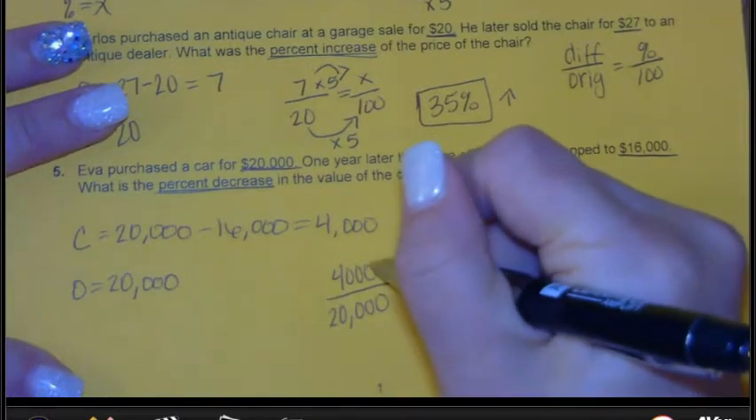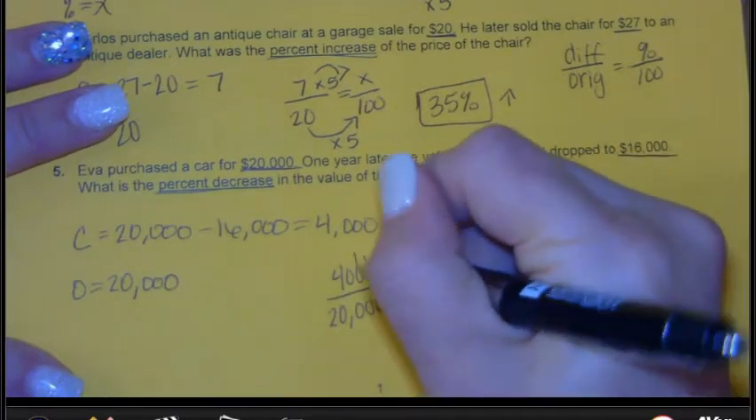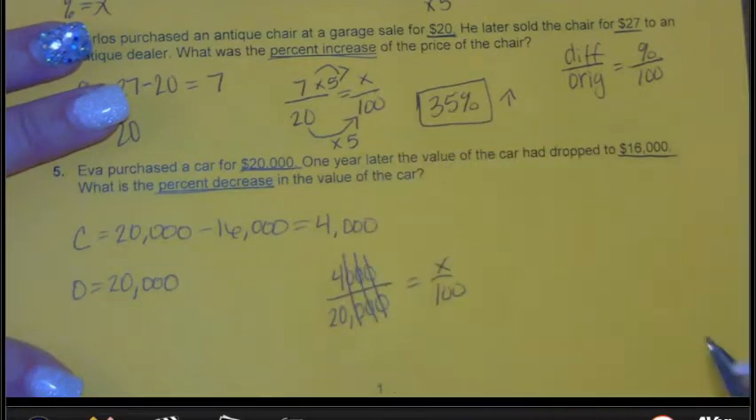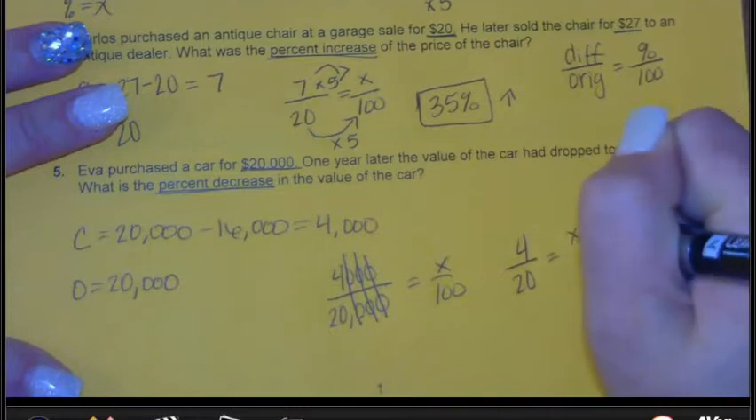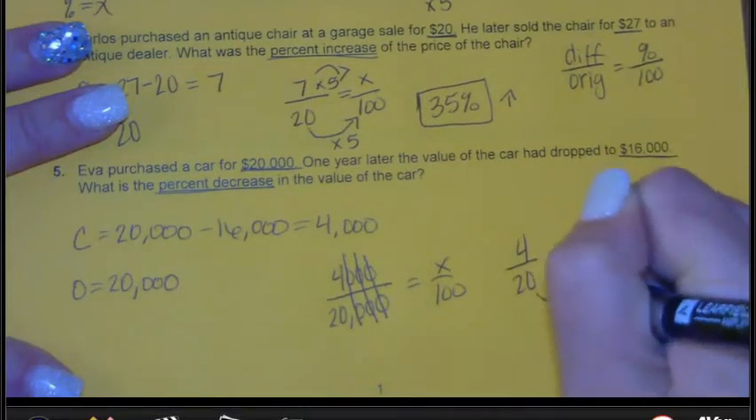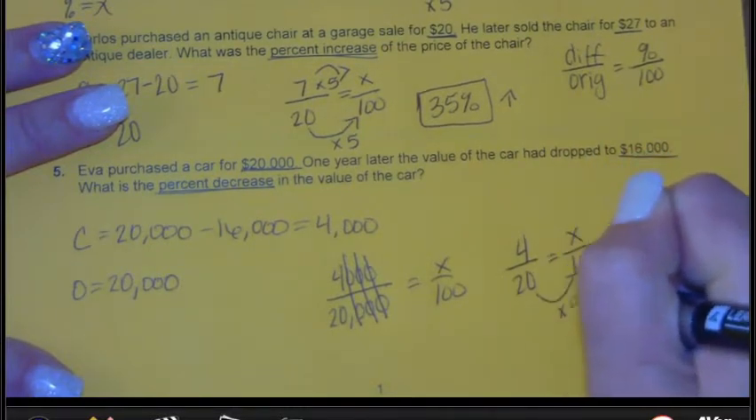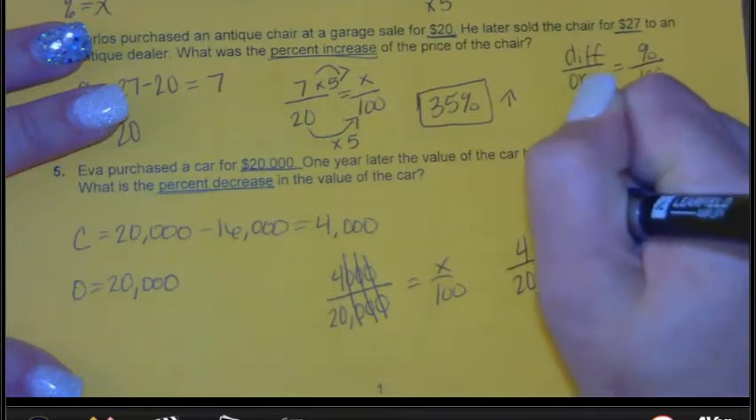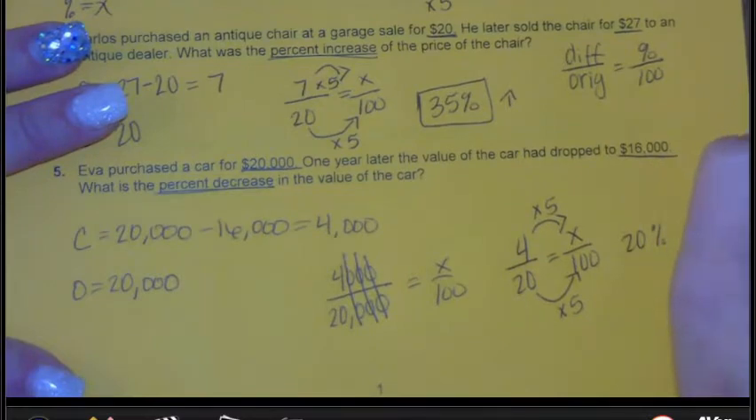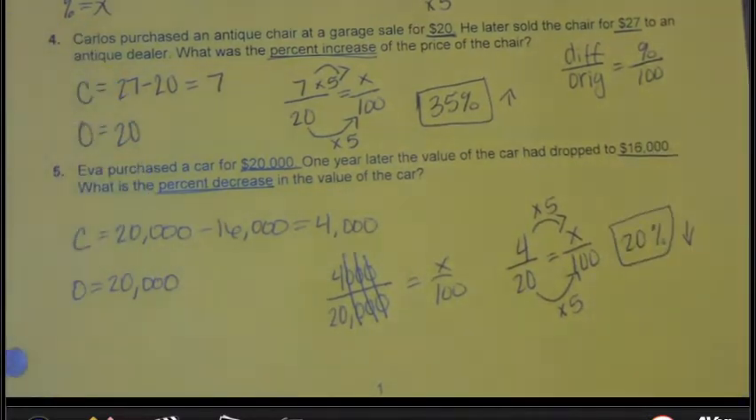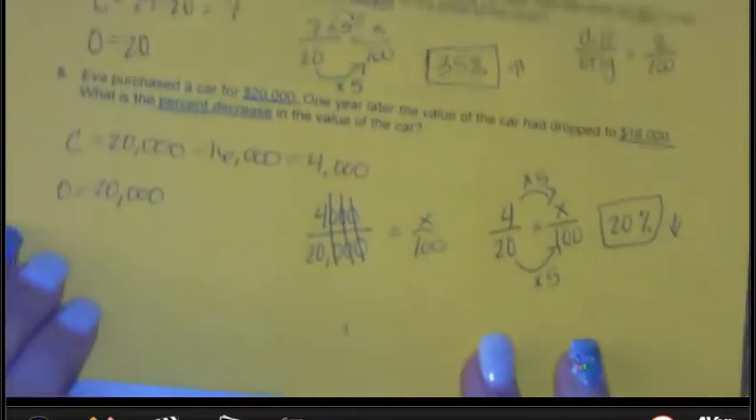Now, I have three zeros at the top and bottom at the end. I can cancel those out, cancel those out, cancel those out. I'm left with 4 over 20 is equal to x over 100. And look, 20 can go into 100 5 times. So 4 times 5 is 20% decrease. 20% decrease.